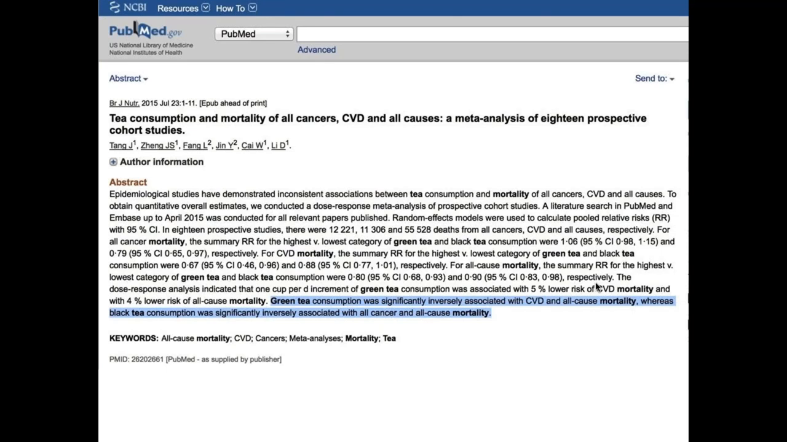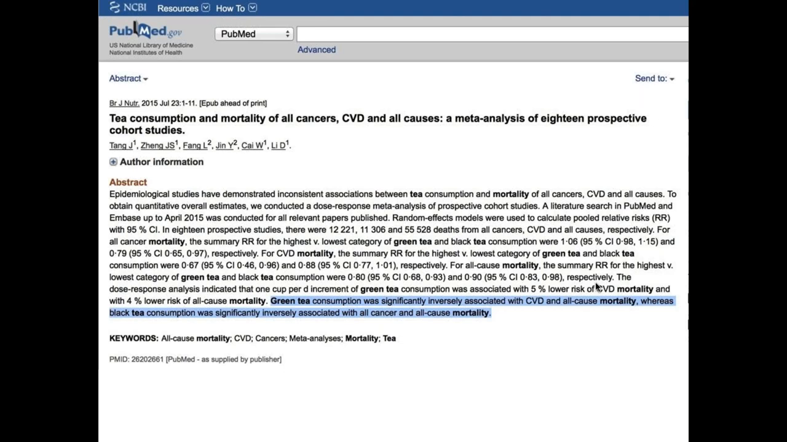So the funny thing with cancer, here's a study, a systematic review from 2015. I always thought green tea was really good for cancer, but green tea consumption was significantly inversely associated with heart disease and all-cause mortality, whereas black tea consumption was significantly inversely associated with all cancers and all-cause mortality.